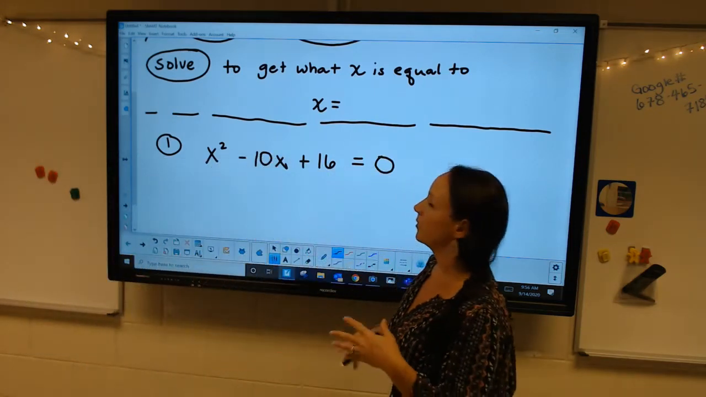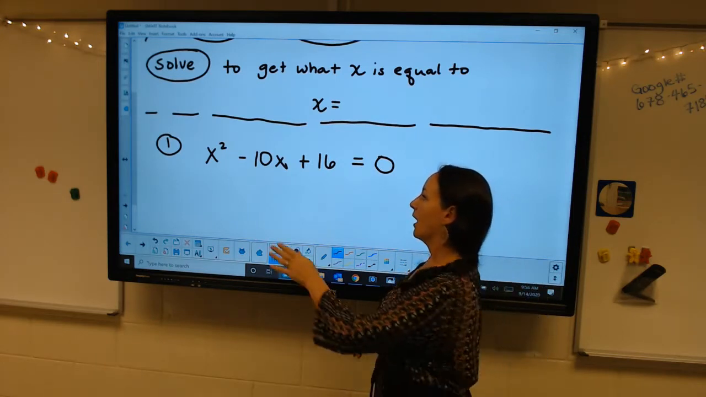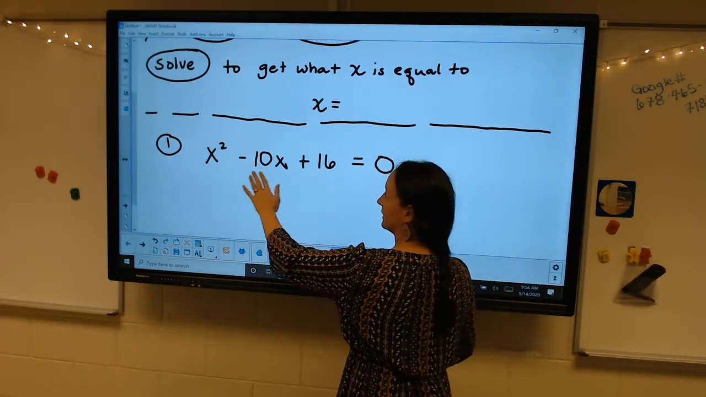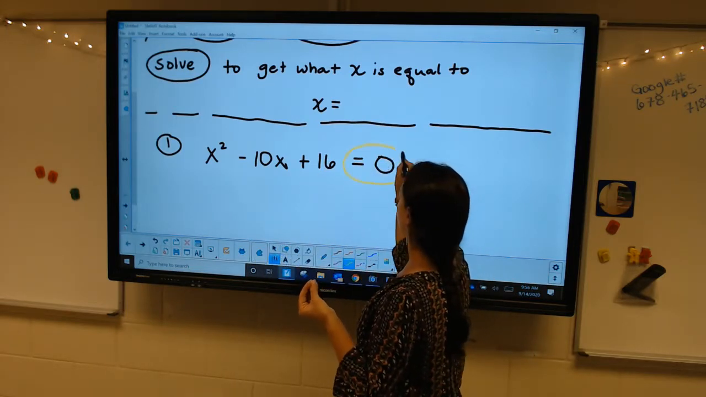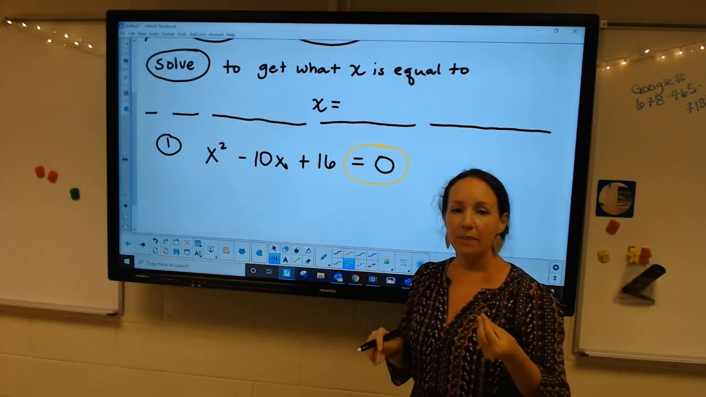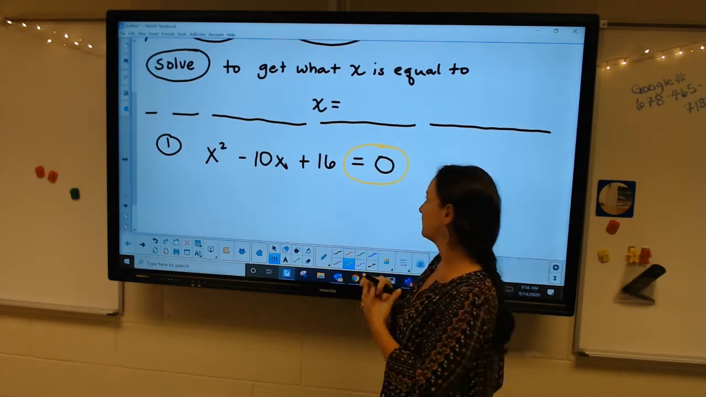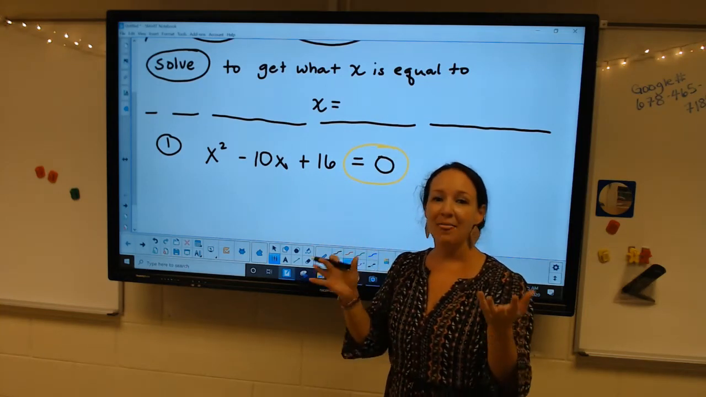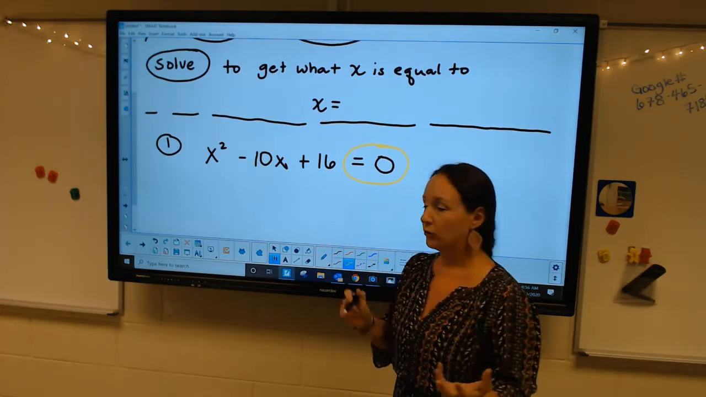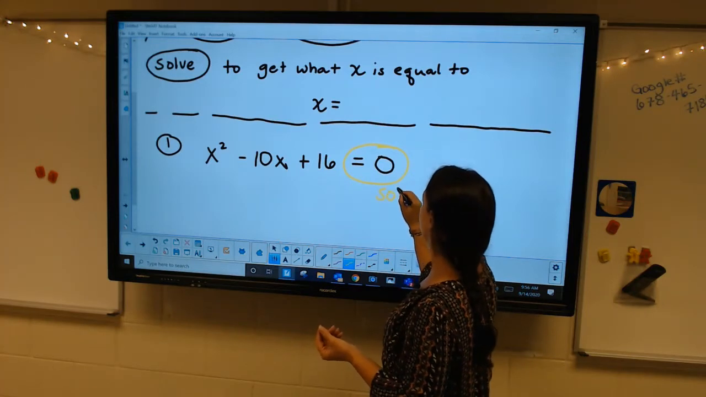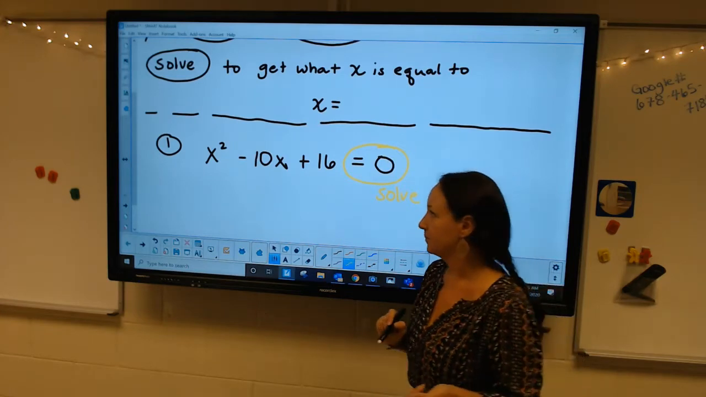So as of right now, the problem looks the same as what you were doing in your quiz on Friday. It's x squared minus 10x plus 16. You're going to factor the trinomial. The only thing that we have added to the problem is this equals 0. That is a visual representation, or they're communicating to you that you want to set the problem equal to 0 at the end in order to solve. So this is just a reminder that you're going to take this problem all the way to the end and solve for x.